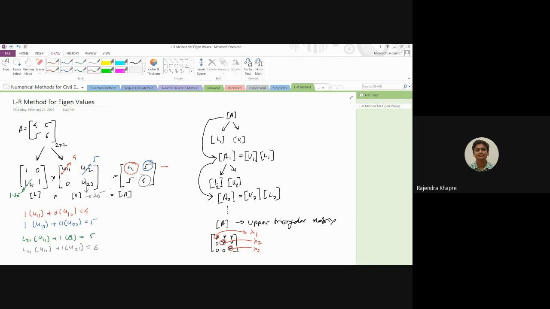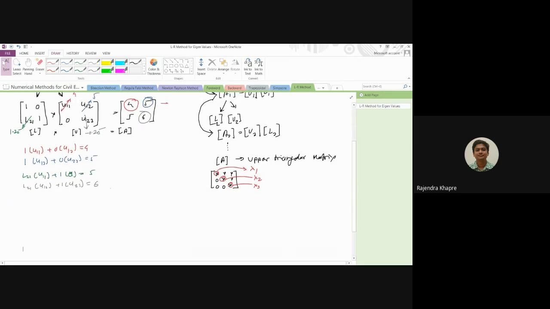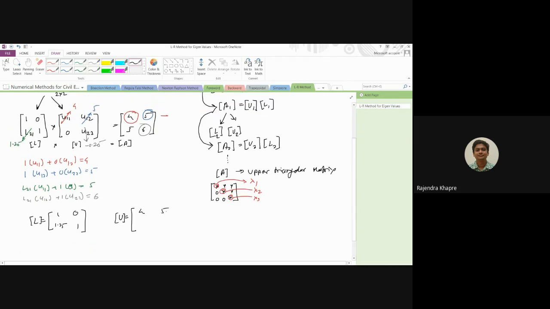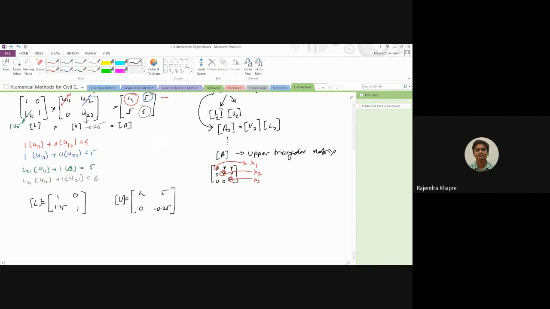So you have an L matrix and a U matrix. Let me write down L and U one more time for you. Your L matrix will look like this: 1, 0, 1.25 and 1. Everybody is getting these answers. And your U will be 4, 5, 0, and minus 0.25. Since we are doing this for the first time, I am going to call these L1 and U1. So basically the A matrix is broken into L1 into U1.